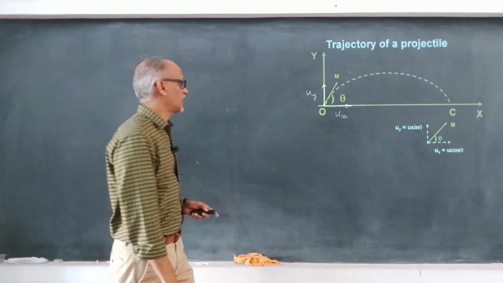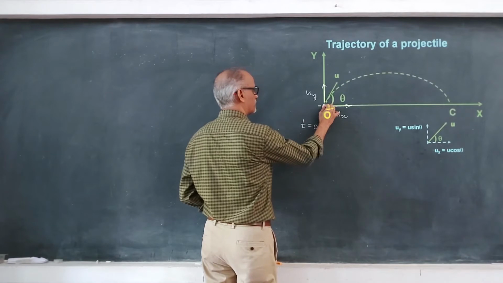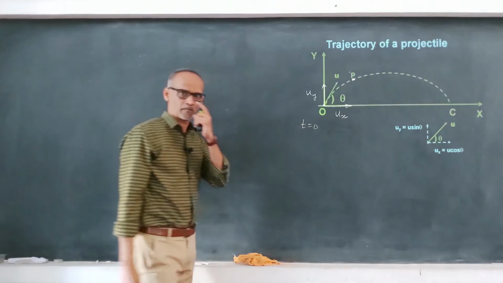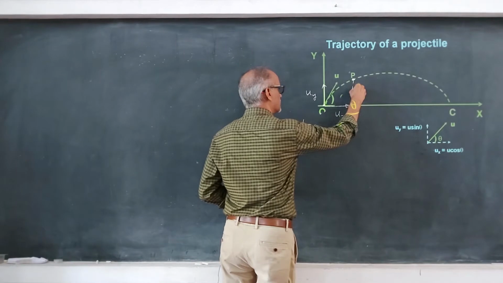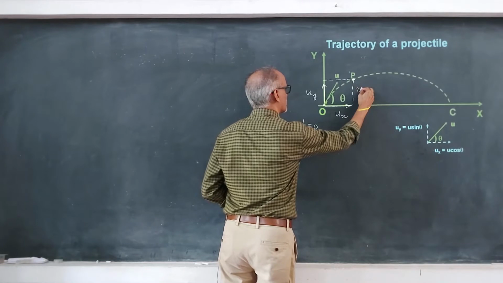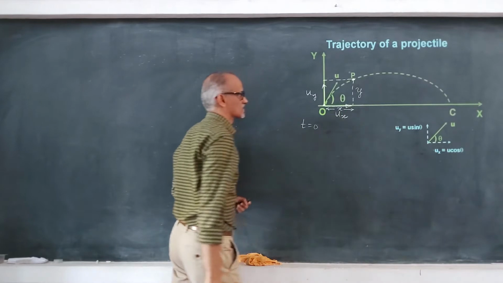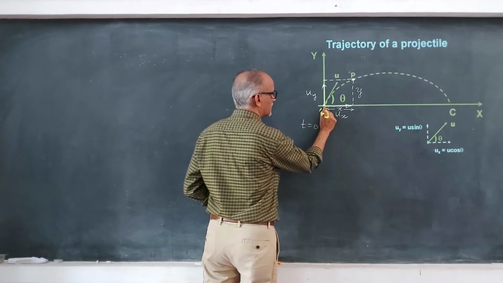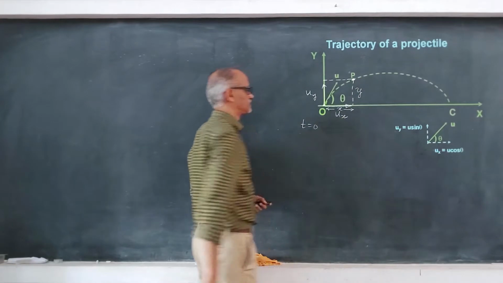Now, at t equal to 0, it is here. After a certain time, it reaches a point P. By then, it covers a vertical distance y and a horizontal distance x. Hope you understood this. When it reaches point P, it has already covered some horizontal distance, which is equal to x. Along the vertical, it has covered y.